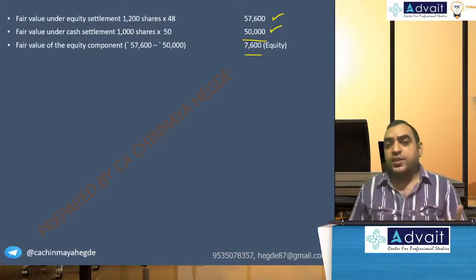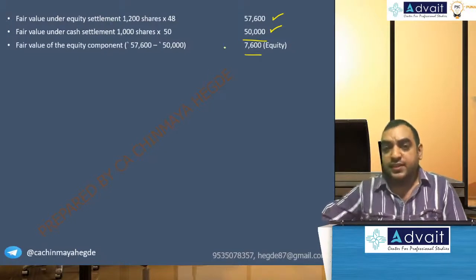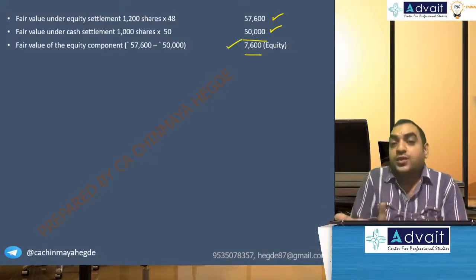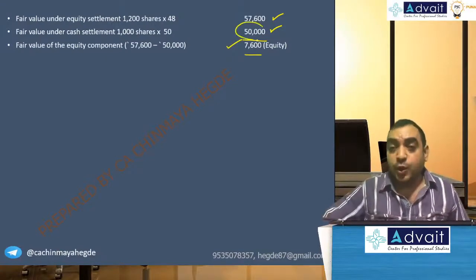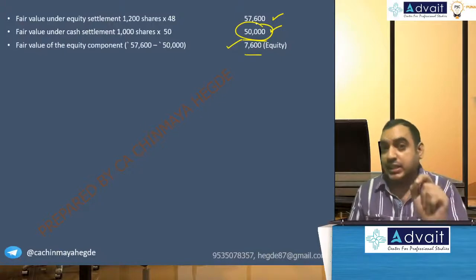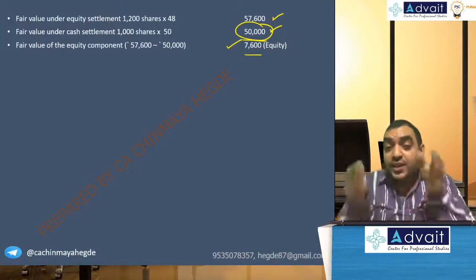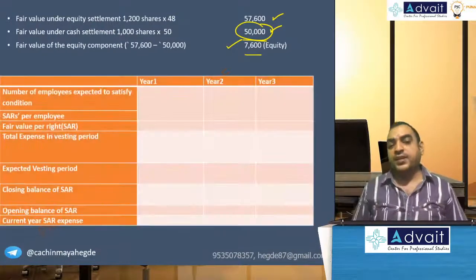Okay, now because the fair value of the equity option does not change, this 7,600 can be spread evenly throughout the 3 years. There is no change in the number of employees either. But this 50,000 debt component, the SAR or cash component, must be revalued every year according to its fair value. So for that we prepare this table.